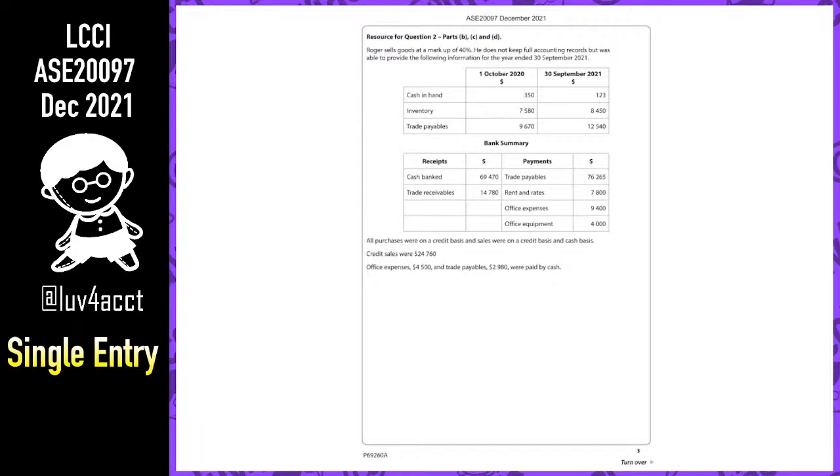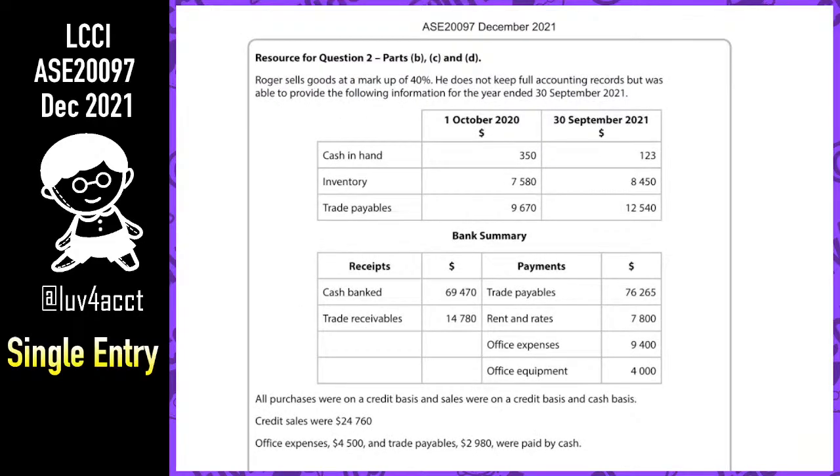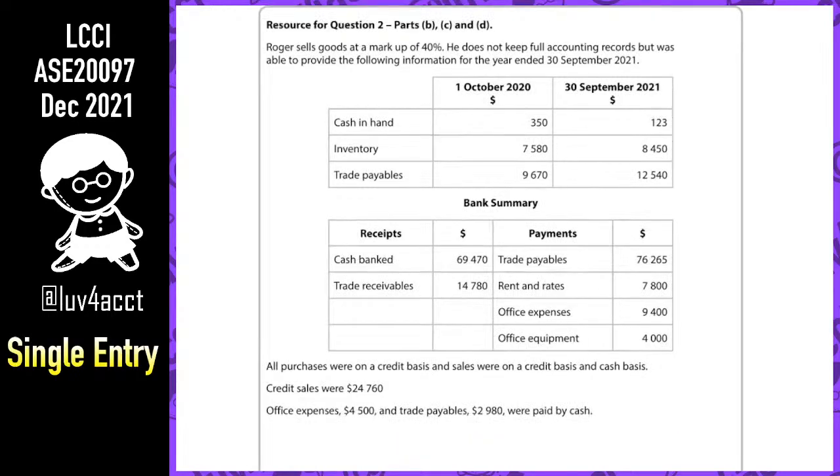So you can see we have opening and closing balance of some of the items. It is not a full list, because if you have a full list, you will have trade receivable, but you don't have it here. You don't have bank opening balance or closing balance, but you have cash in hand. Very interesting. And you can see cash in hand changed from 330 to 123. And you have a bank summary, cash, bank, trade receivable, trade payables, rent and rates, office expenses, office equipment. All purchases are on credit and sales were on credit and cash basis.